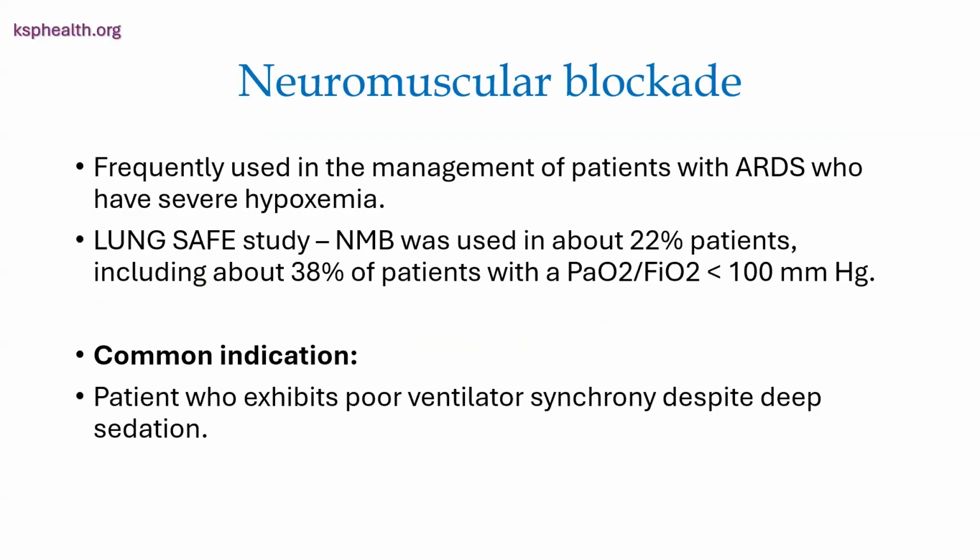So what about non-ventilatory strategies like neuromuscular blockade? It's frequently used in the management of patients with ARDS who have severe hypoxemia. The LUNG SAFE study showed a neuromuscular blocking agent was used in about 22% of the patients, including about 38% of the patients with a PF ratio less than 100 millimeters of mercury. The common indication is poor ventilatory synchrony with deep sedation. So don't use neuromuscular blockade without deep sedation. It's very important. That's the most common use.